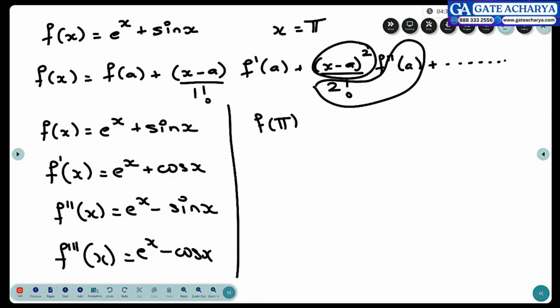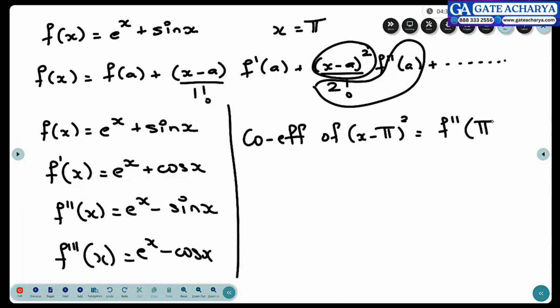So write down. I don't want everything, I just want this particular case. So the coefficient of (x minus pi) the whole square is equal to f double dash of pi divided by 2 factorial. Okay, now f double dash of x is already known. What is f double dash of pi? Let us replace x by pi.